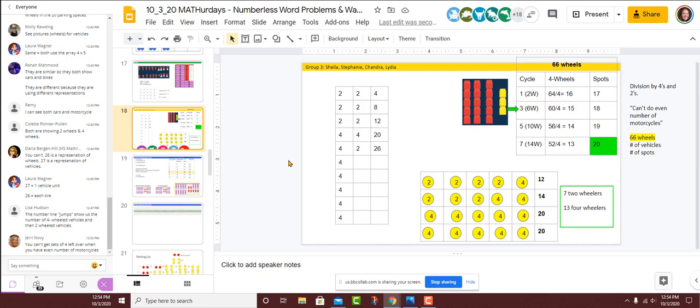So we could even get into discussions about always, sometimes, and never with division and multiplication of even and odd numbers. There's a whole fun unit about that one too.